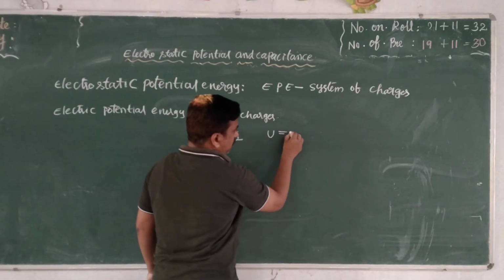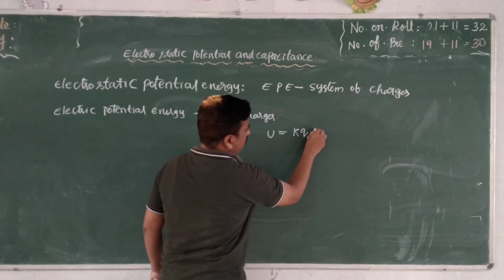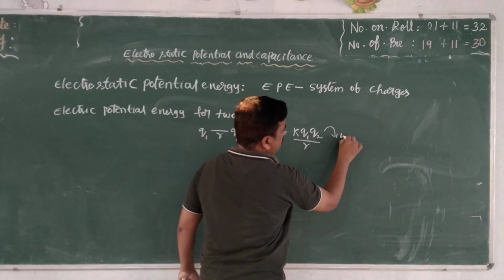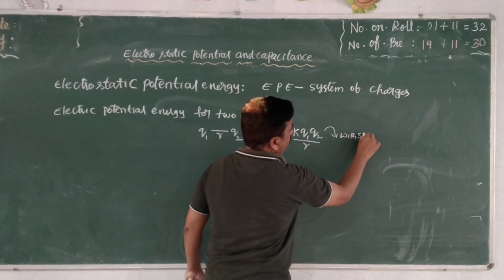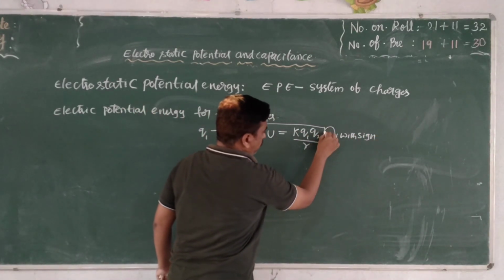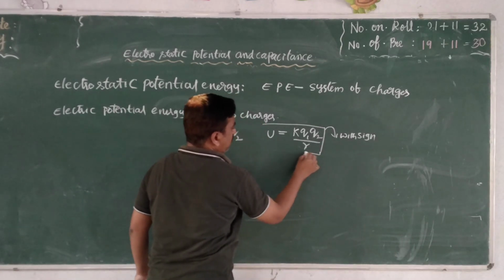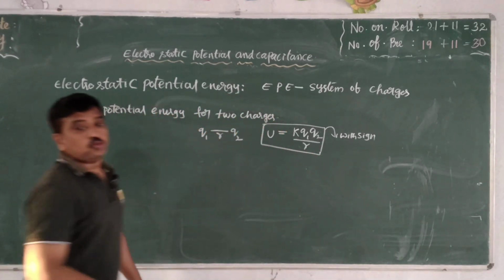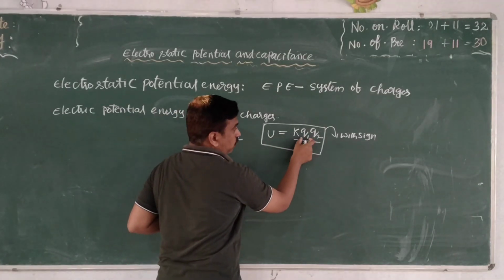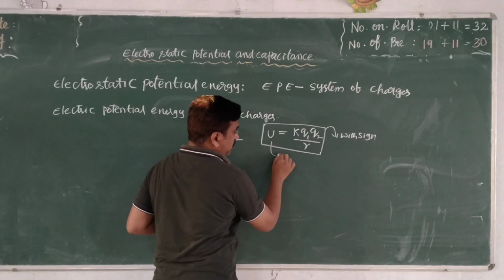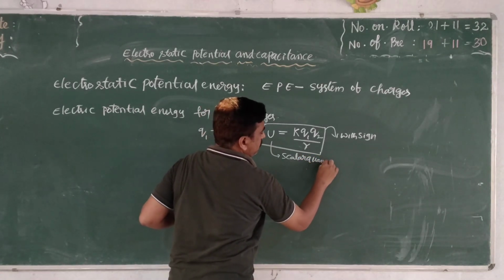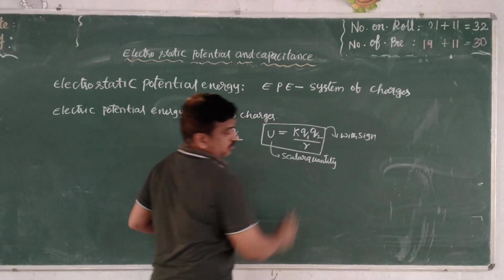U equal to K Q1 Q2 by R, with sign. If positive is there, we can write positive; if negative is there, we can write negative. It is the equation of electric potential energy for two charges. The formula is U equal to K Q1 Q2 by R. It is a scalar quantity, because it is work.